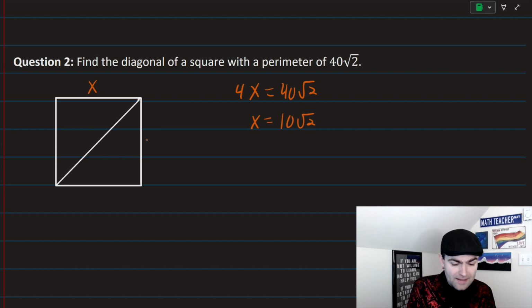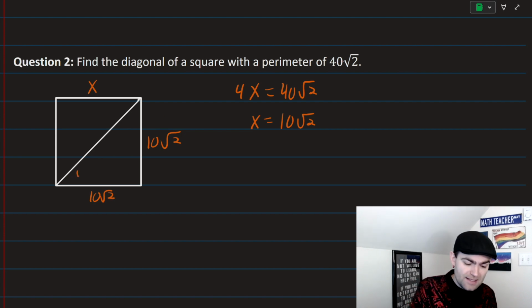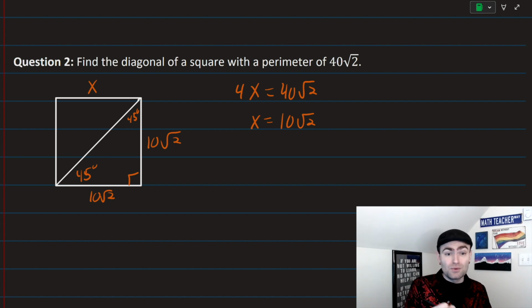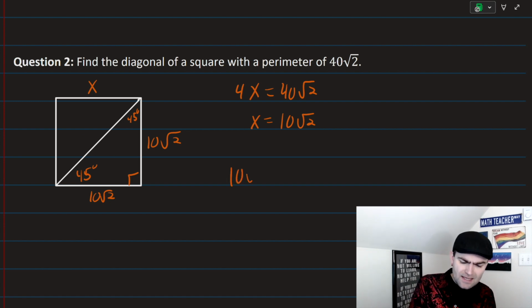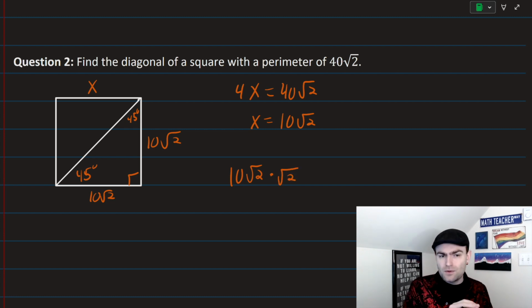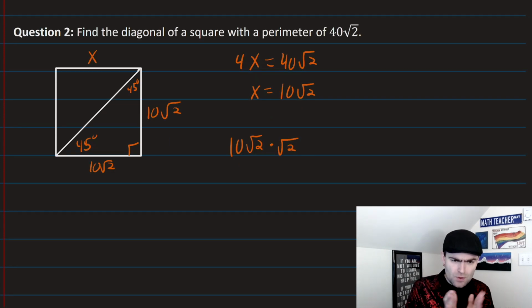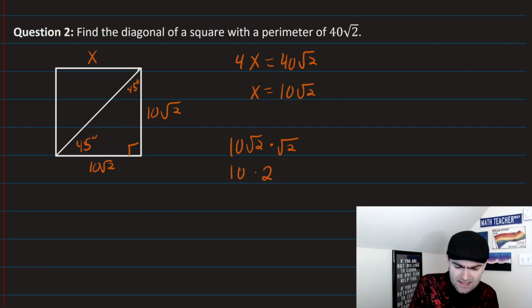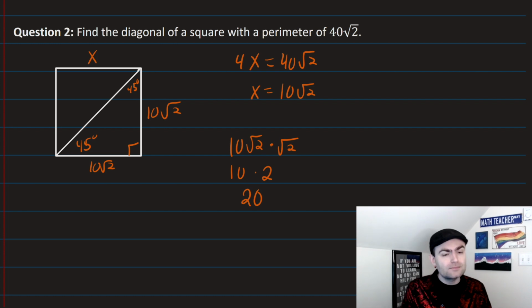So now we know that the side lengths are 10 square root of 2, 10 square root of 2, and we want to find the length of the diagonal, which is essentially a 45, 45, 90 triangle, which means that the hypotenuse is going to be root 2 times larger. So 10 root 2 times root 2. Well, the square root of 2 times the square root of 2, what number is the square root of 2 squared? Well, the square root and the square cancel. That leaves us with 2. So 10 times 2, that is 20.